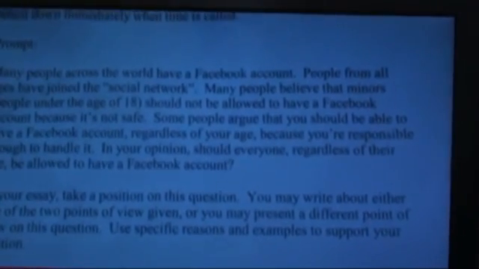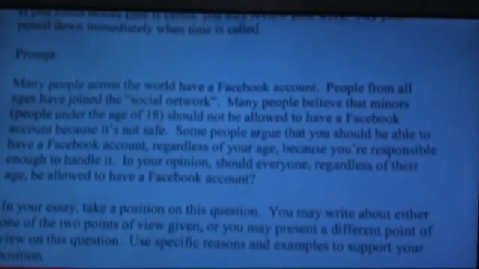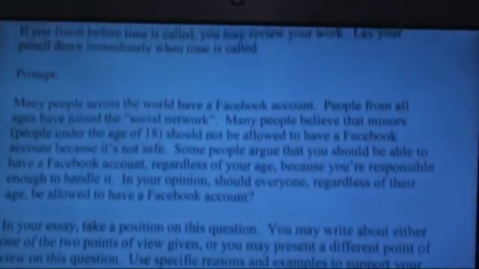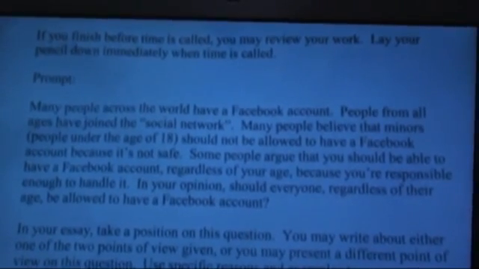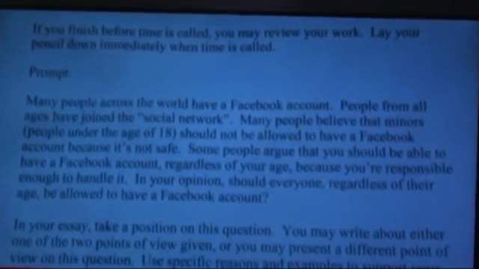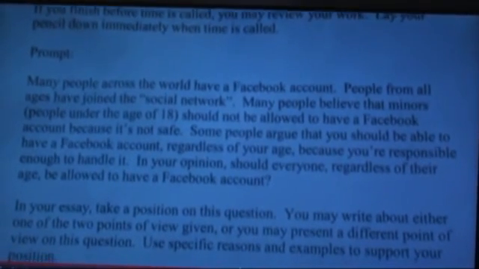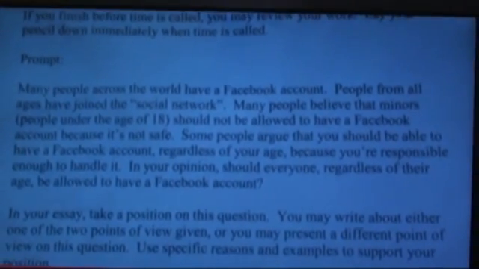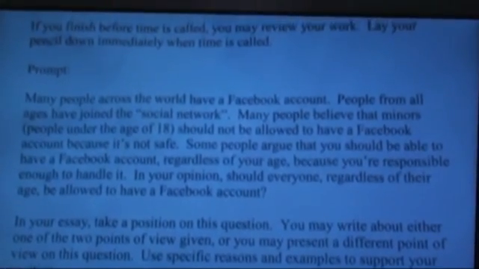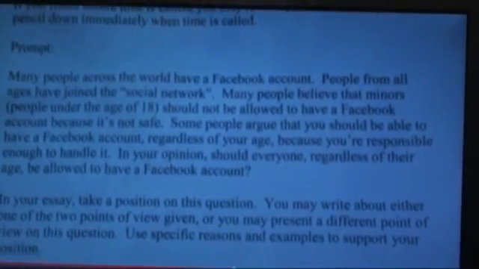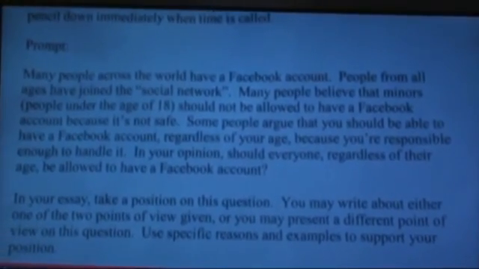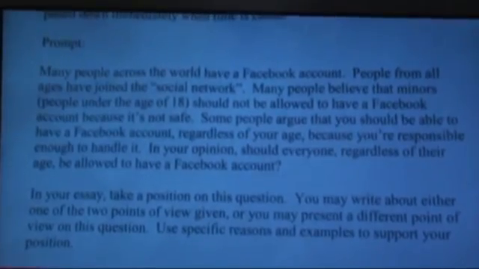It says this. Many people across the world have a Facebook account. People from all ages have joined the social network. Many people believe that minors, people under the age of 18, should not be allowed to have a Facebook account because it's not safe. Some people argue that you should be able to have a Facebook account regardless of your age because you're responsible enough to handle it. In your opinion, should everyone, regardless of their age, be allowed to have a Facebook account?